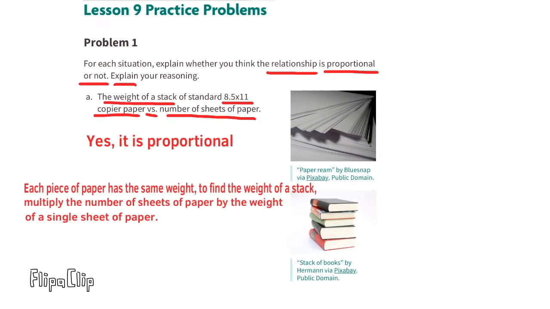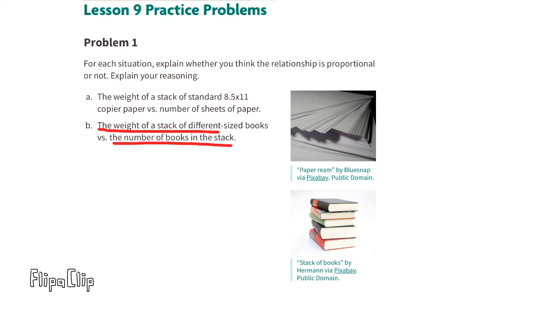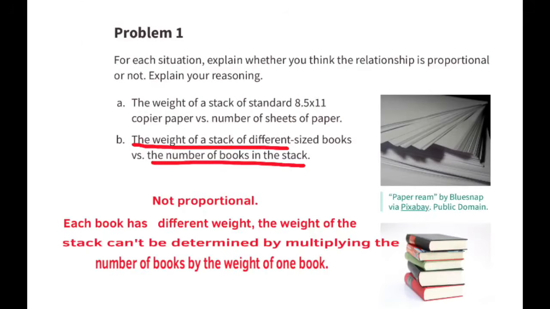Each piece of paper has the same weight. To find the weight of the stack, multiply the number of sheets of paper by the weight of a single sheet of paper. B. The weight of a stack of different sized books versus the number of books in the stack. This situation is not proportional. Each book has different weight. The weight of the stack can't be determined by multiplying the number of books by the weight of one book.